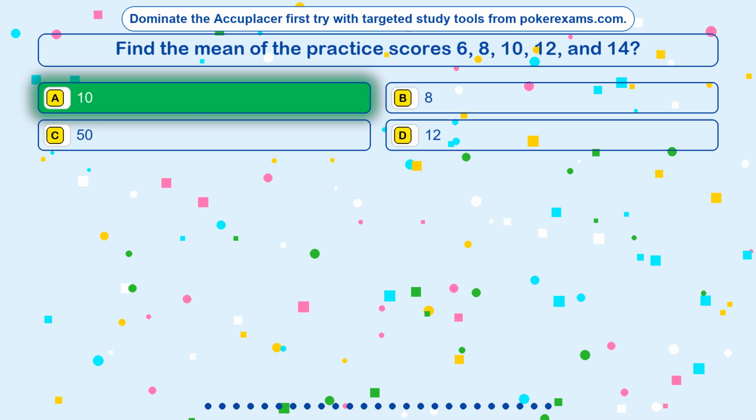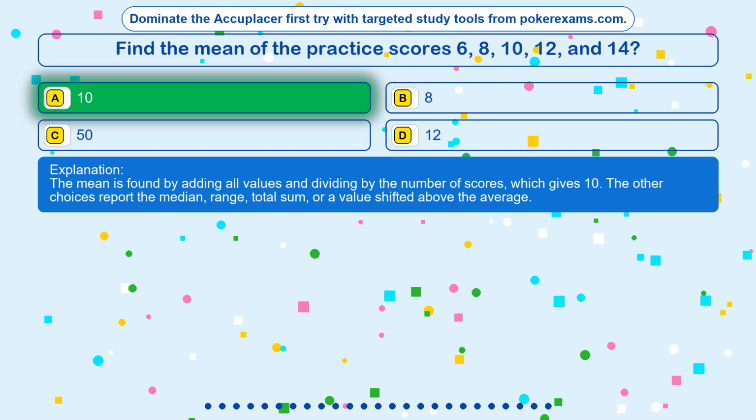The correct answer is option A, 10. The mean is found by adding all values and dividing by the number of scores, which gives 10. The other choices report the median, range, total sum, or a value shifted above the average.